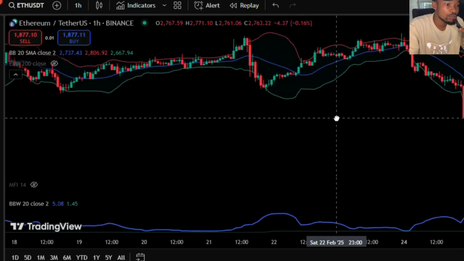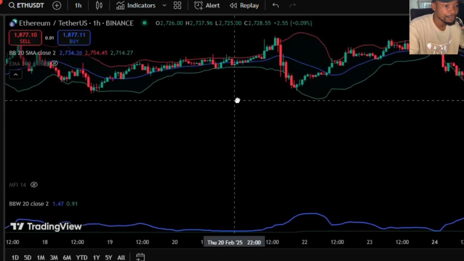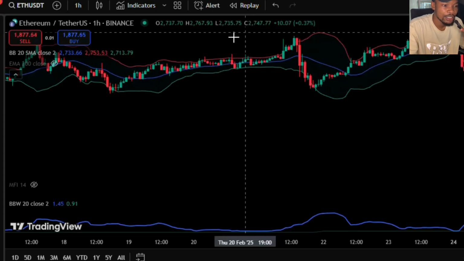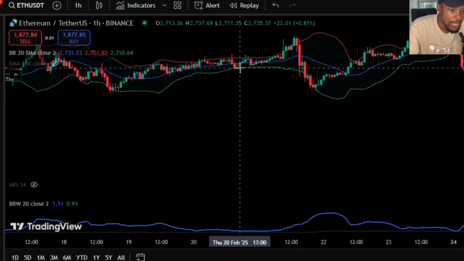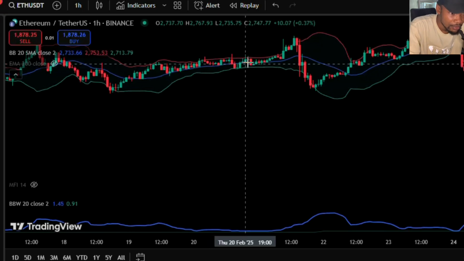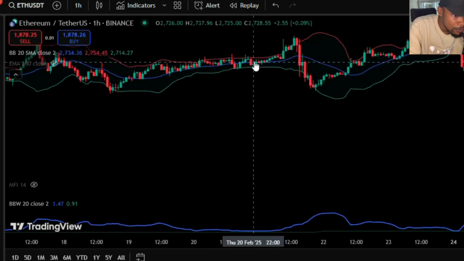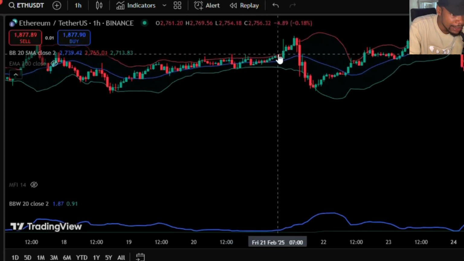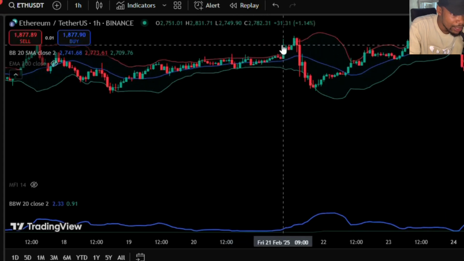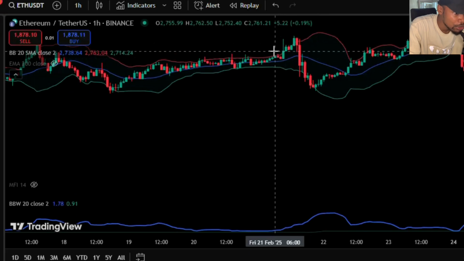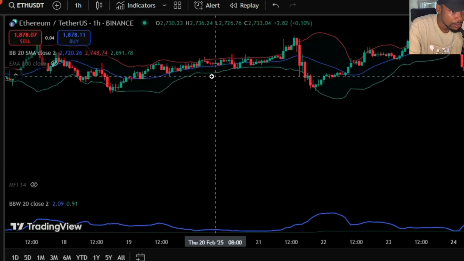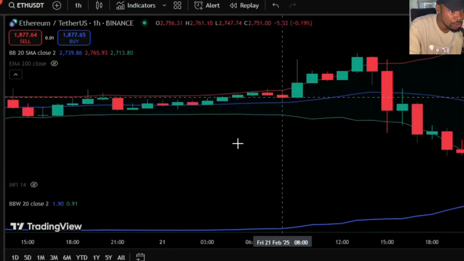So let's talk about a few more examples. Here is a false signal, but I've taught you how to identify that. Now here you can see this is a very good squeeze, and we are not supposed to regard this. I'm going to zoom in to show you something.